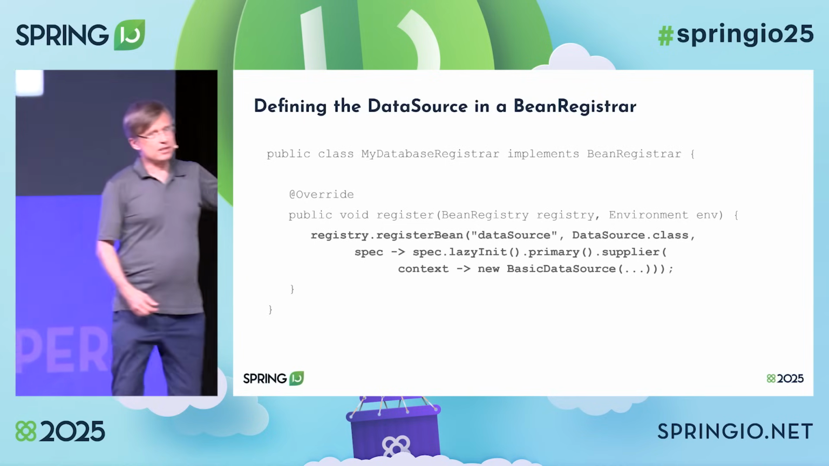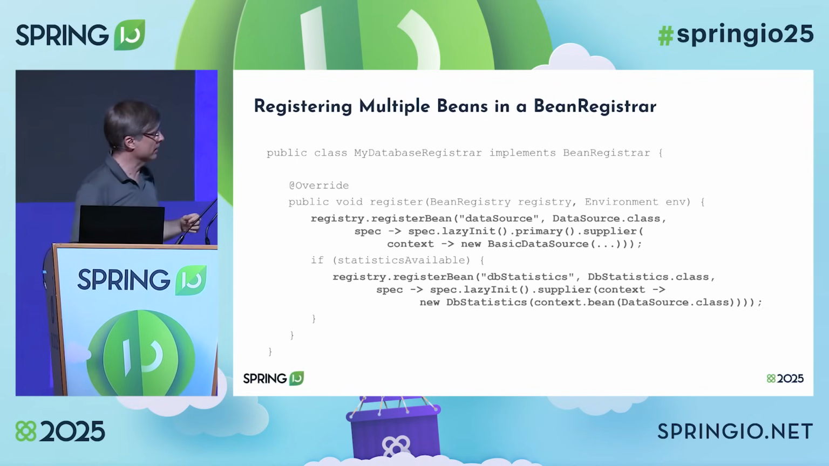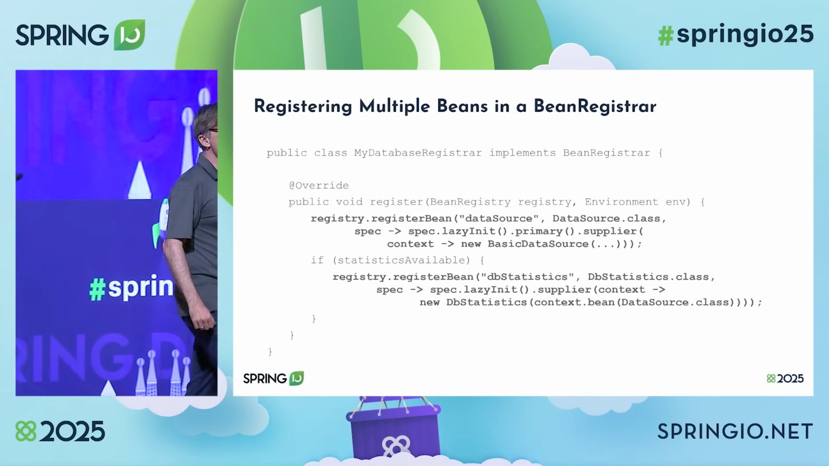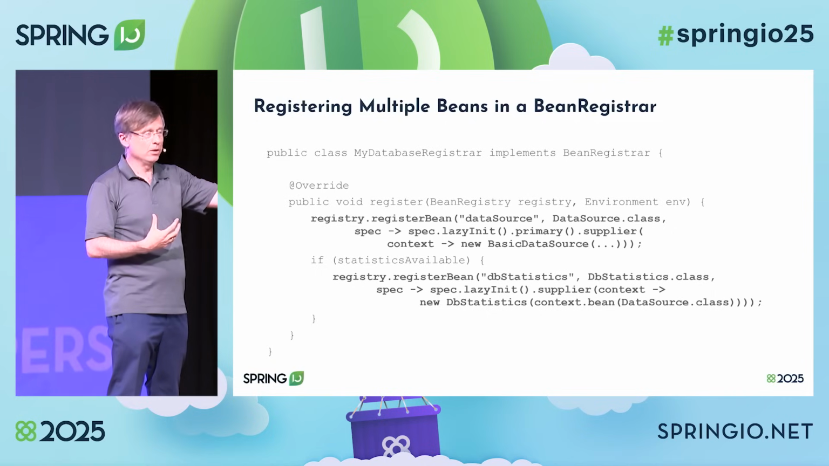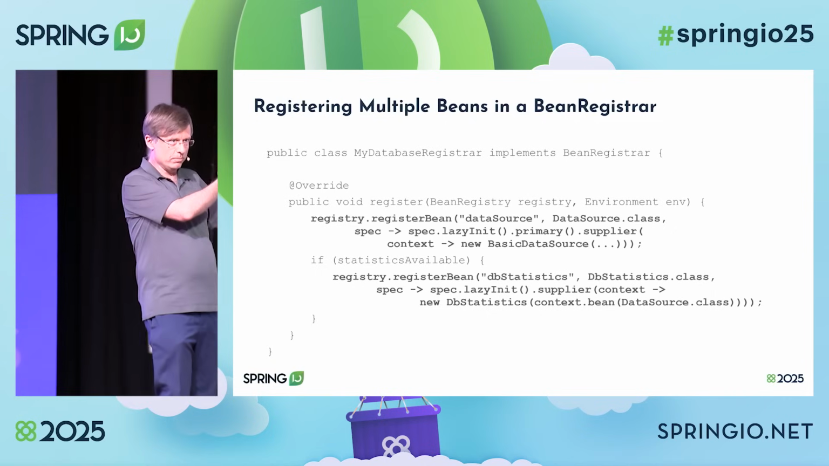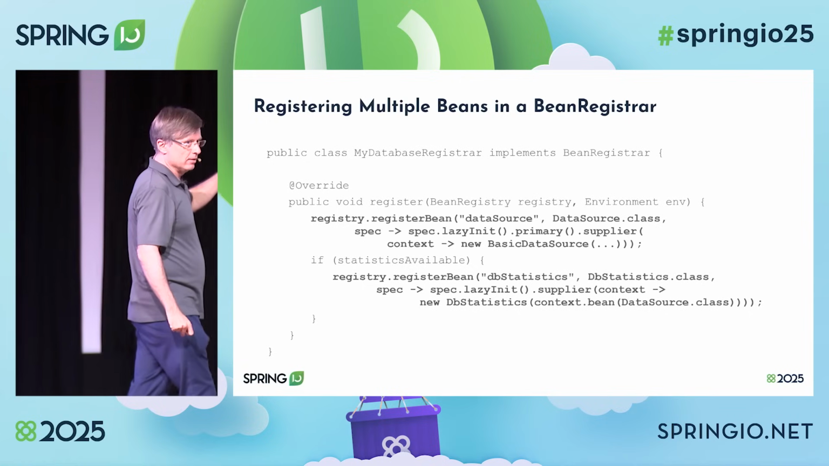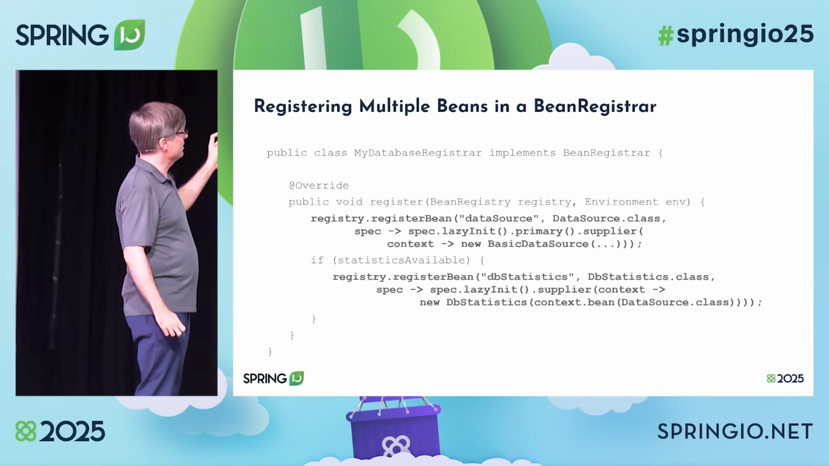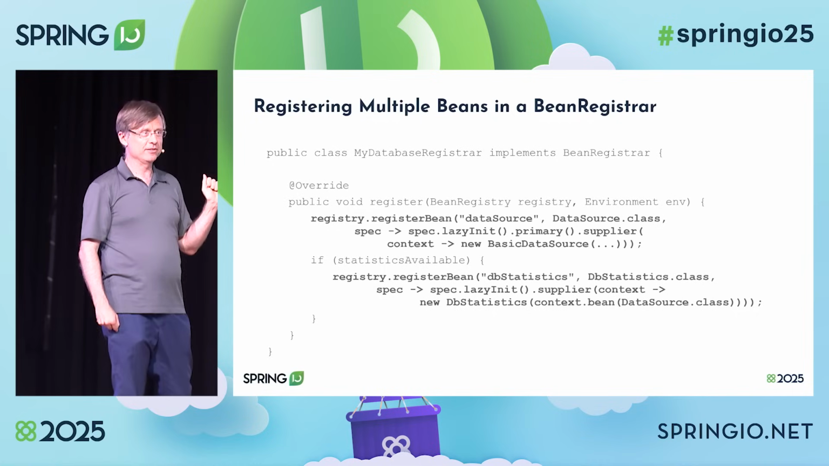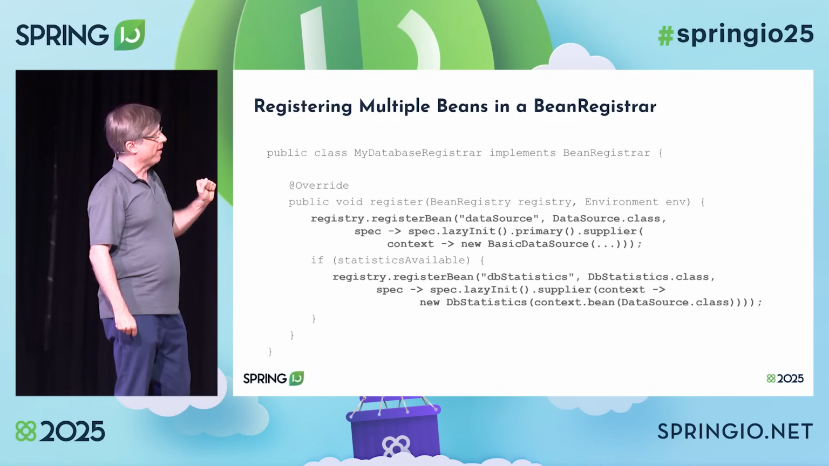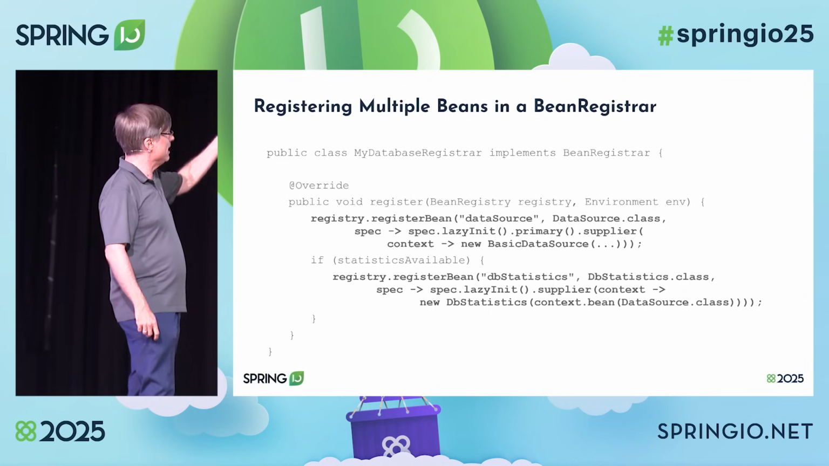A registrar doesn't have to be constrained to a single bean, right? So obviously, it's a general callback. You could register any number of beans. Think about a configuration class with multiple add-bean methods. Here, the equivalent is a single callback, multiple register bean calls. The sweet spot here is, in contrast to configuration classes, you can actually use everything Java code lets you do. You can do if checks. You can do for loops. You can do complicated availability checks, complicated conditions in that if.